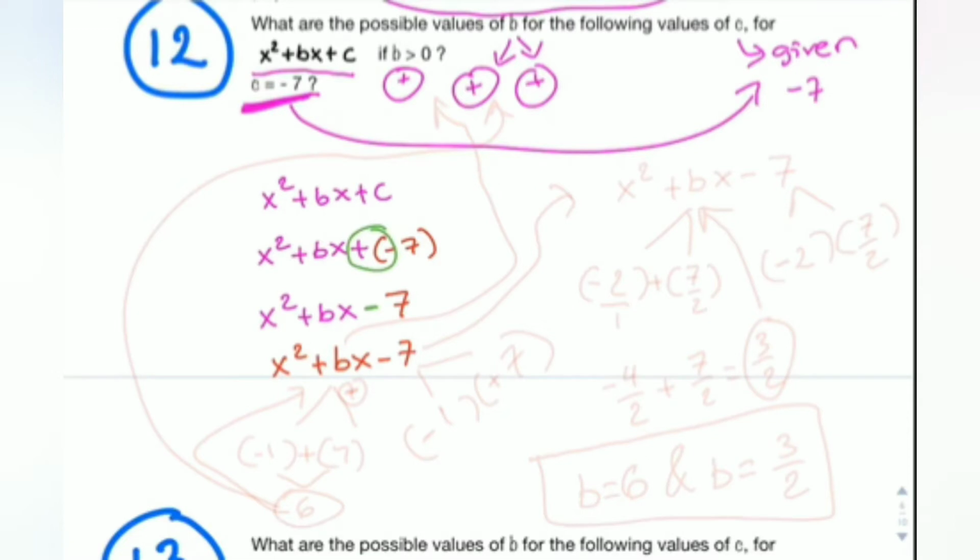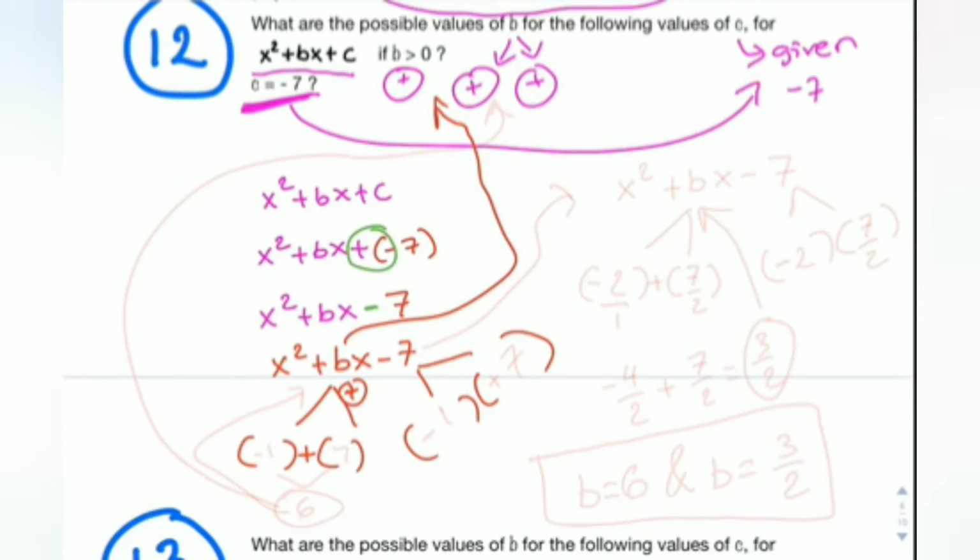Now what did I tell you about this is that we need a criteria. First we need two numbers that multiply to -7, and then those two numbers must add to b, and we know b is a positive number from the question because it says b has to be greater than 0. So two numbers that multiply to -7 and when you add them will be a positive number.